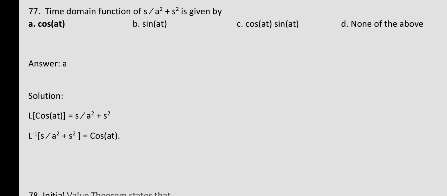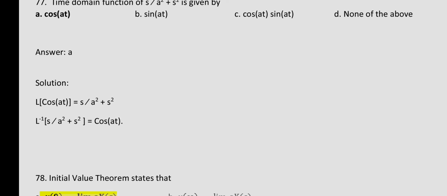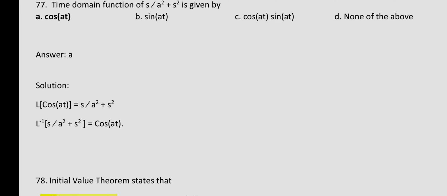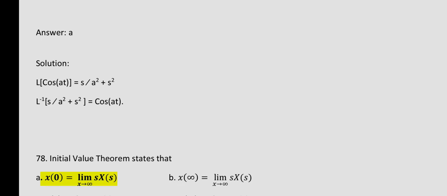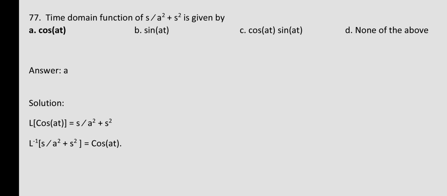Okay? Number 77. Time domain function of s over a squared plus s squared is given by, ang sagot daw dyan ay cosine at. Solution, Laplace ng cosine at is equals to s over a squared plus s squared. Time domain function ha. Kaya nagiging L raised to negative 1 of s over a squared plus s squared is equals to cosine at. Tandaan natin, pag lumabas tong tanong na to sa board exam, time domain function ng s over a squared plus s squared is cosine at.